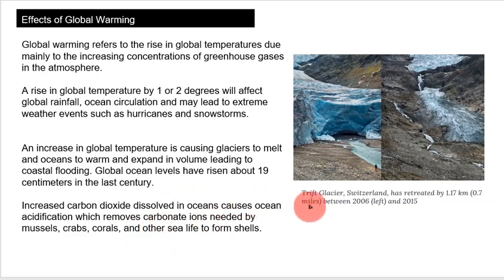This is Trift Glacier in Switzerland. Here on the left is what it looked like in 2006, and on the right is what it looks like in 2015. So you can see there's a huge change. These glaciers are melting, and that body of water is going back into the groundwater and also into the sea, increasing water levels across the globe. When you look at things like this, you can see the massive effect that increasing global temperatures are having.